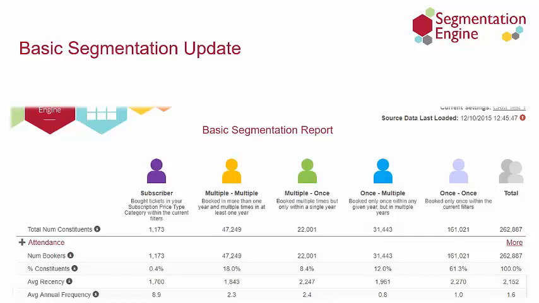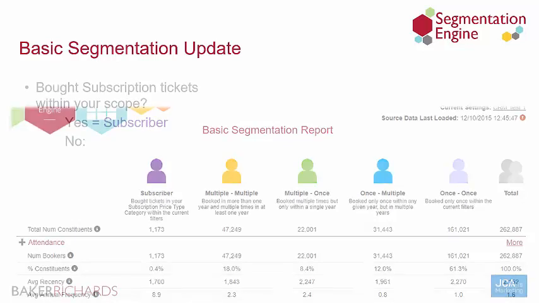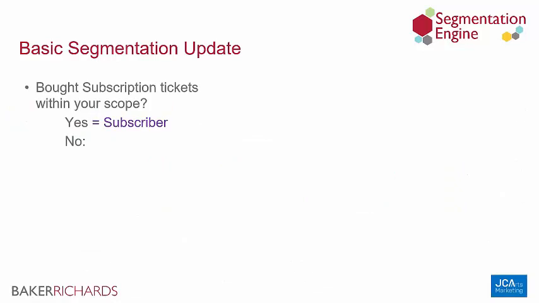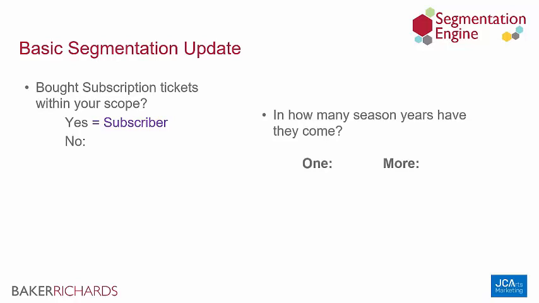So we have made this even simpler. All the segmentation actually does is, first of all, it asks the question, has this person bought subscription tickets within your scope? If the answer is yes, they go in the subscriber segment. End of. If the answer is no, then we ask two more questions.